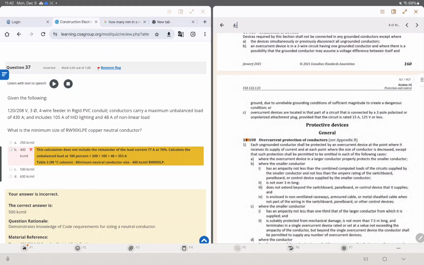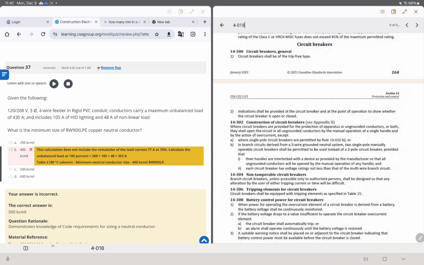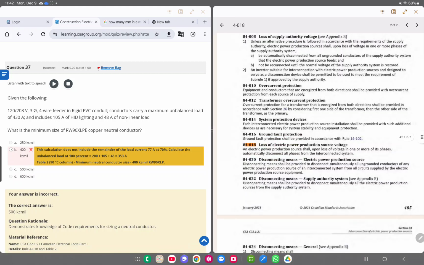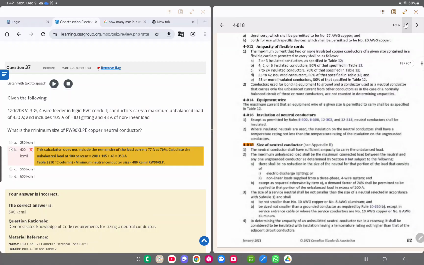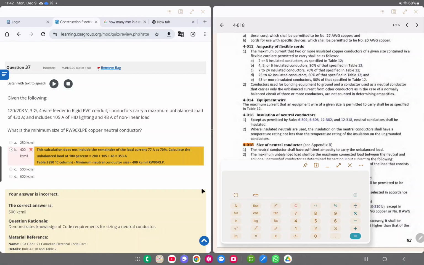So we got 4-018. And we got size of neutral conductor. And it says to apply 200 amps for the unbalanced load. So here we go. Instead of the 430 amps for the unbalanced load, you start with your 200. So you get your 200, you add that to the rest.